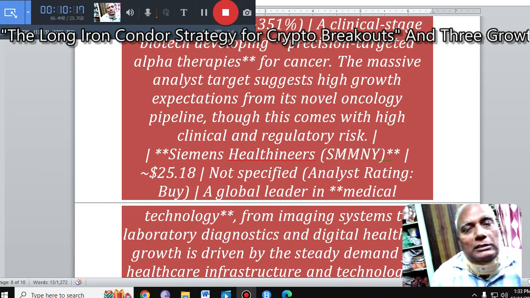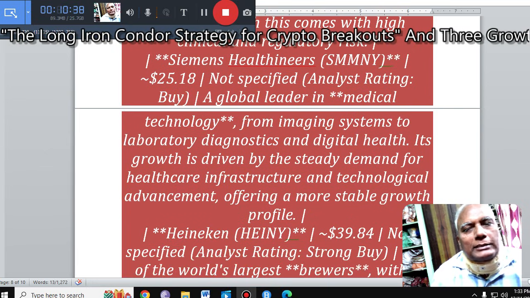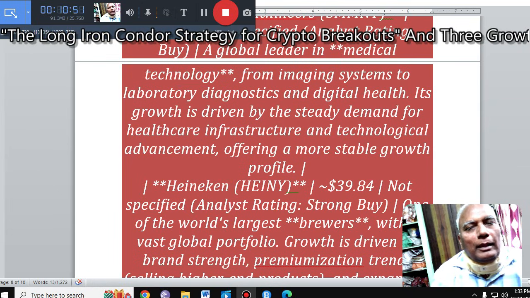Second one, Siemens Healthineers, SMMNY, $25.18, analyst rating not specified, a buy. A global leader in medical technology, from imaging systems to laboratory diagnostics and digital health. Its growth is driven by steady demand for healthcare infrastructure and technological advancement, offering a more stable growth profile.